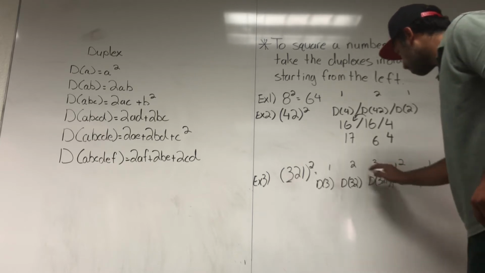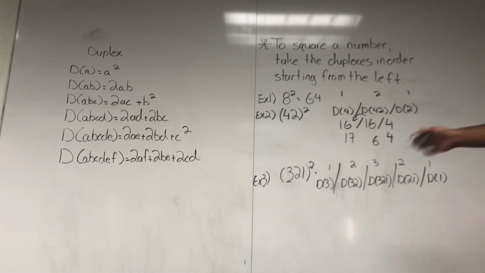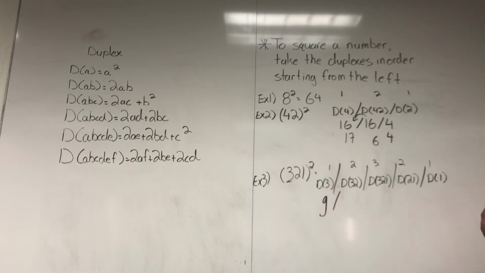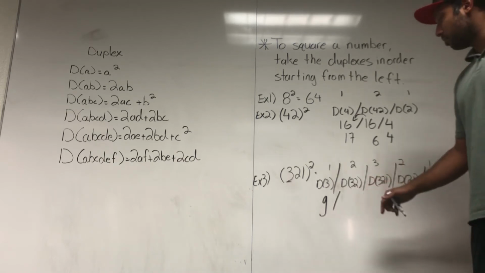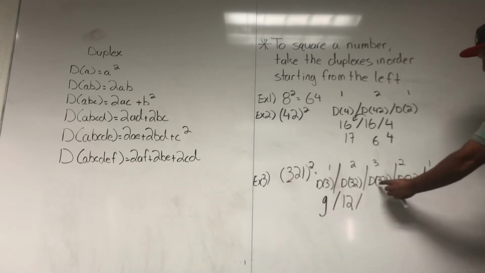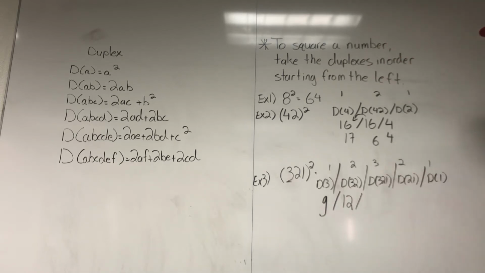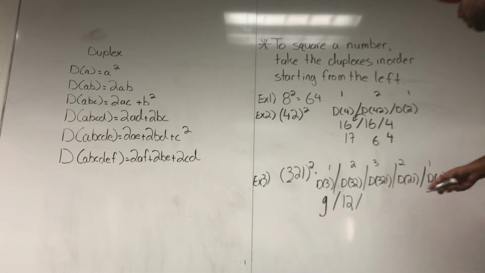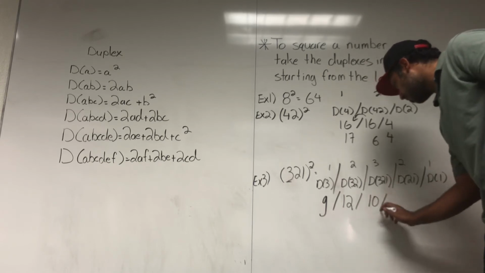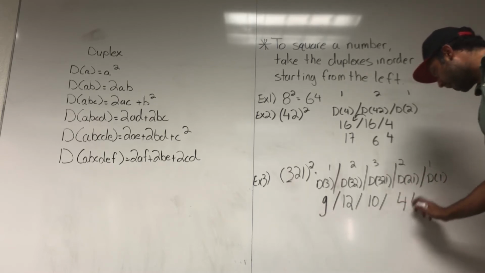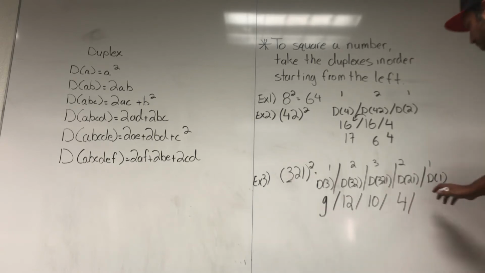Okay, let's cross it out, let's separate them. So, duplex of a 1-digit number is its square. Duplex of a 2-digit number is twice the product of the numbers, so 3 times 2 times 2, 6 times 2 is 12. Duplex of a 3-digit number, remember the strategy? This times this doubled plus this squared. So 3 times 1 is 3, times 2 is 6. 6 plus 2 squared is 6 plus 4, so I get 10. Duplex of a 2-digit number is twice the product. You multiply the two numbers, then you double it. So 2 times 1 times 2 is 4. And duplex of a 1-digit number is its square. 1 times 1 is 1.